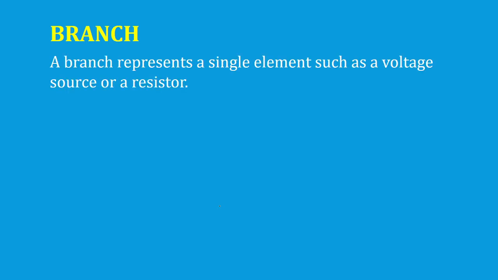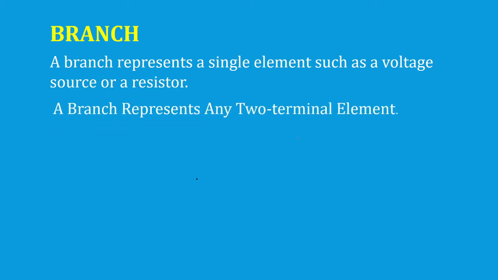Before going to understand Kirchhoff's laws, there are a few other terminologies which we need to be aware of. Out of them, the first one is called a branch. So what do you mean by a branch? A branch represents a single element such as a voltage source or a resistor in a given network. In fact, a branch represents any two terminal element present in the given network.